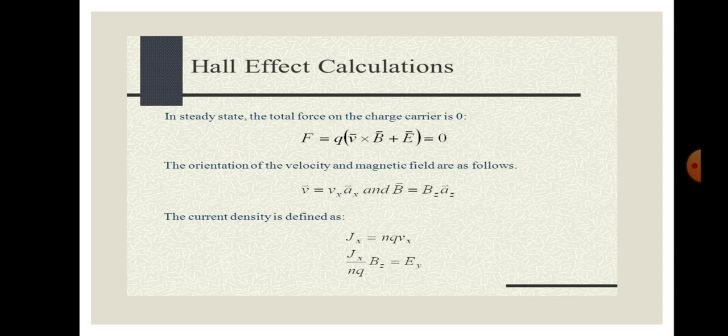A similar result can be obtained for n-type semiconductor except that the Hall coefficient is negative. RH is equal to minus 1 by q n. A measurement of the Hall voltage for a known current and magnetic field yields p is equal to 1 by q RH, which is equal to Jp Bz divided by q Ey. This is equal to I Bz divided by q VH divided by w. This finally becomes equal to I Bz w divided by q VH A, where all quantities of the equation can be measured.